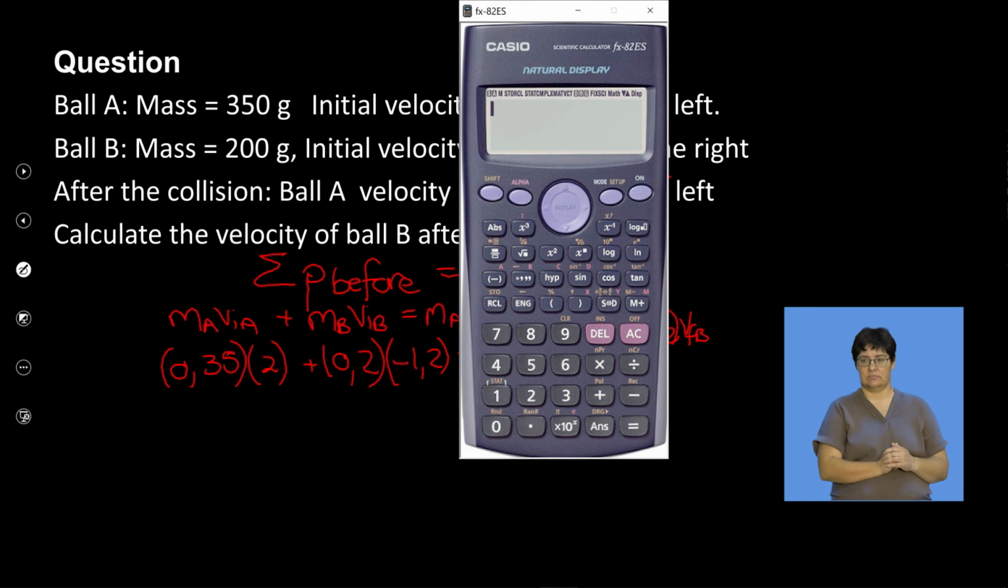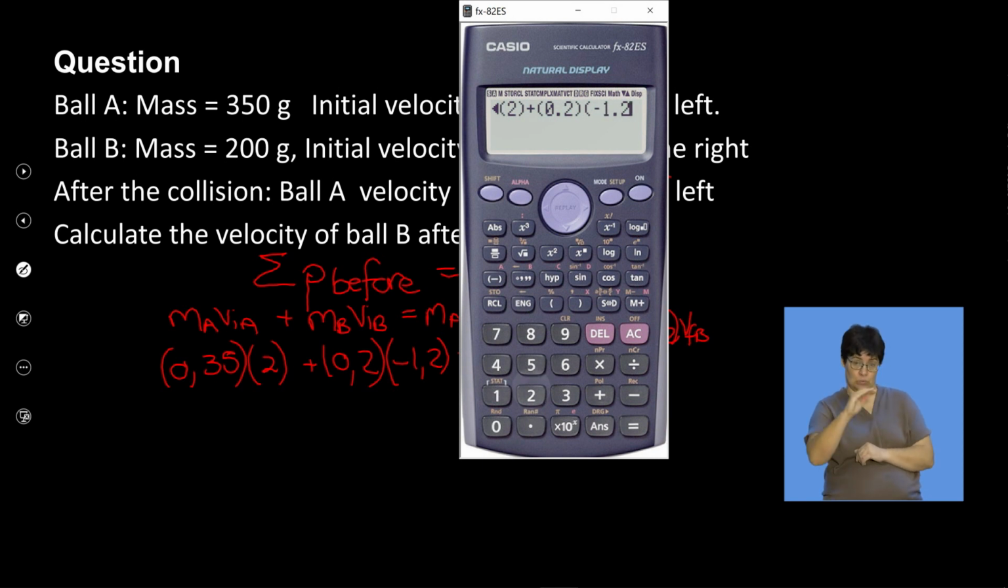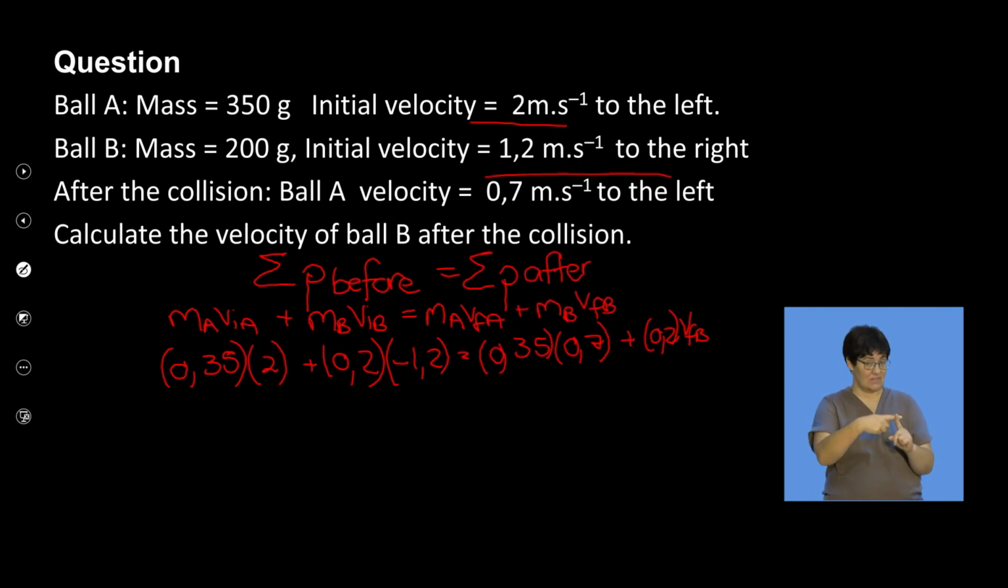what the sum is. So I'm going to go 0.35. There's my other bracket, times 2. Then I'm going to add to it 0.2, and that is times by minus 1.2. And what do I get? Fraction. We can't use a fraction. It's positive 0.46. Okay. There you go. I think you can read that. Now I'm going to do the other side.